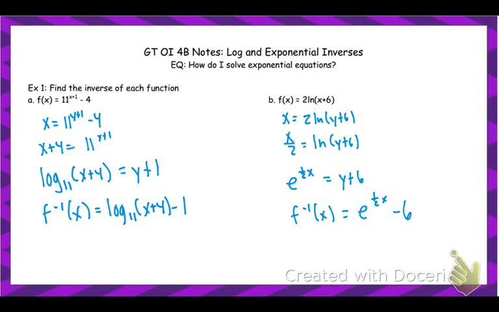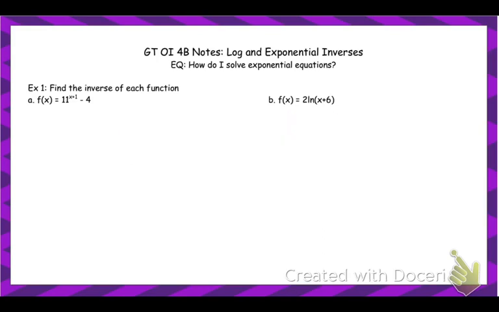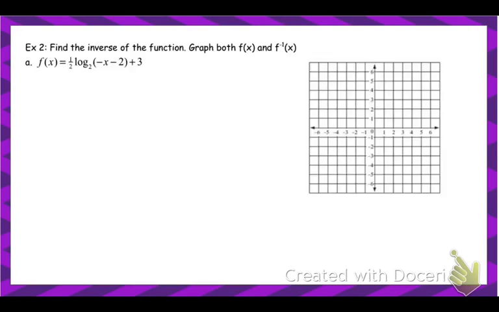All right, so now we're going to do the same thing. We're still going to find the inverse, but we're also going to graph both the original and the inverse. So let's start by finding the inverse algebraically. Okay, so the way I'm going to find the inverse, again, we're going to switch x and y. So this is going to become x equals 1/2 log base 2 of negative y minus 2 plus 3.